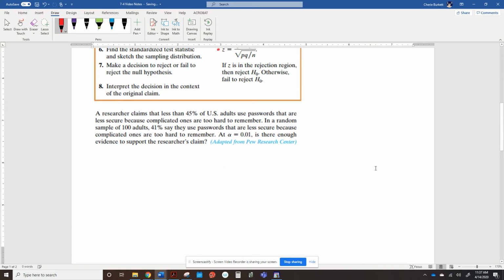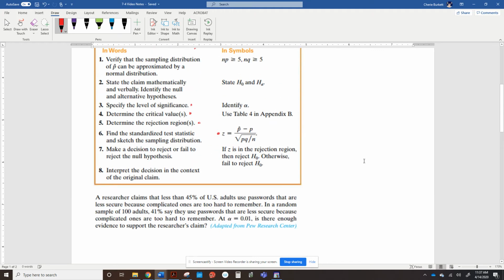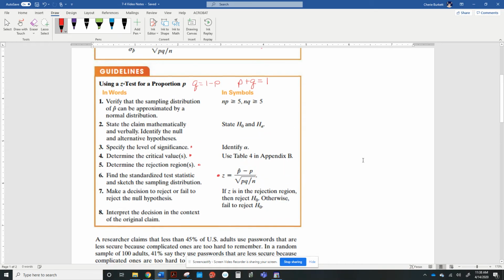You can do StatCrunch on this, and you can do the calculator. So I'm going to do those separately. We will do this one by hand.